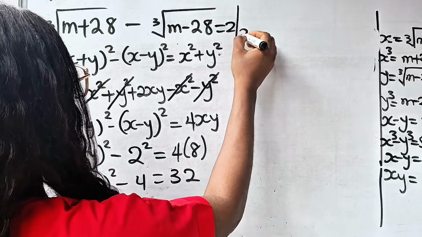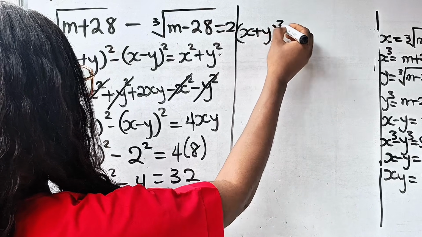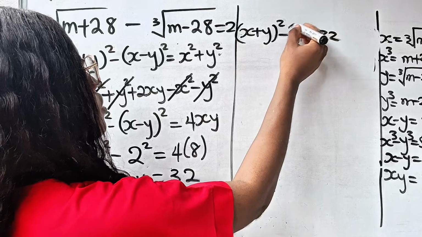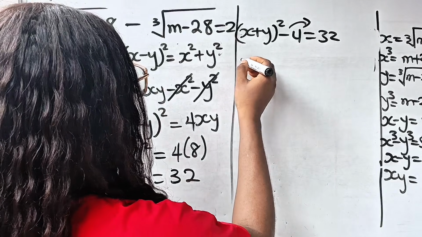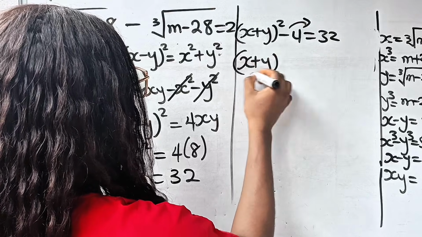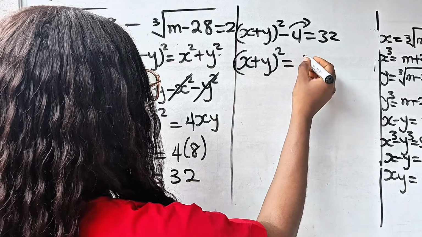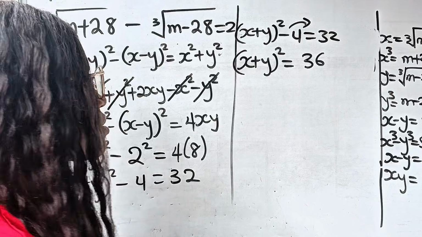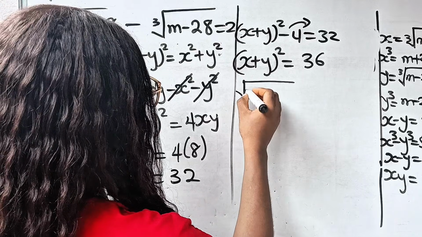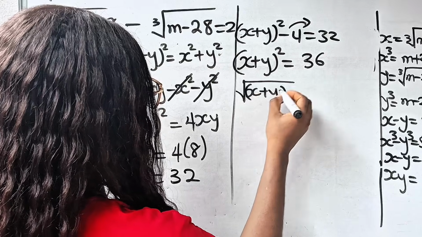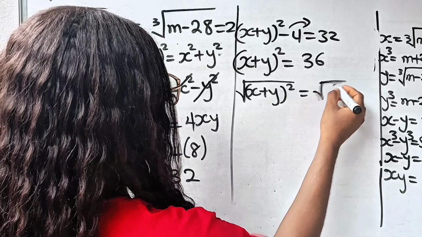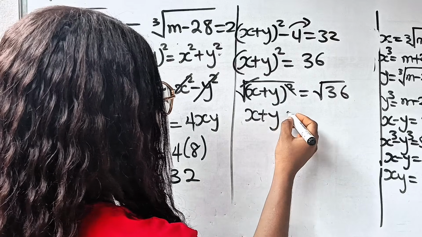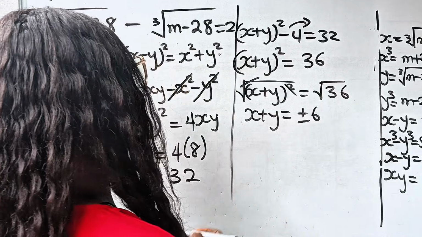So now we have (x plus y) all squared minus 4 is equal to 32. So let's transfer this to the other side, and we have (x plus y) all squared is equal to 36. So let's take the square root of both sides. So we have the square root of (x plus y) squared is equal to the square root of 36. So we now have x plus y is equal to plus or minus 6.